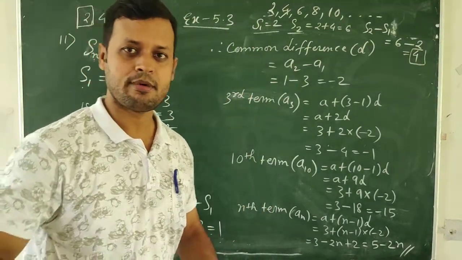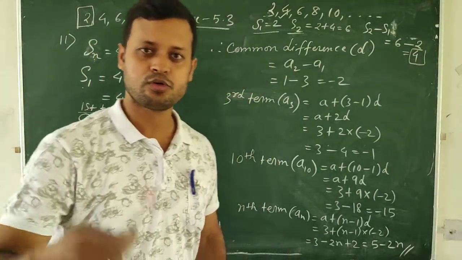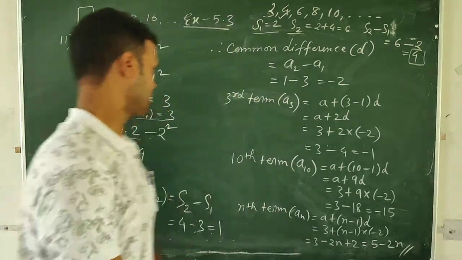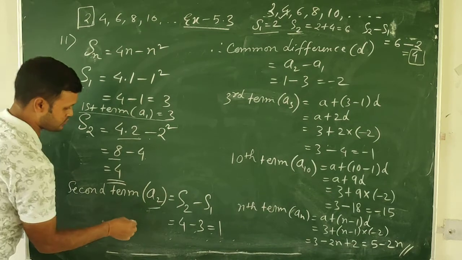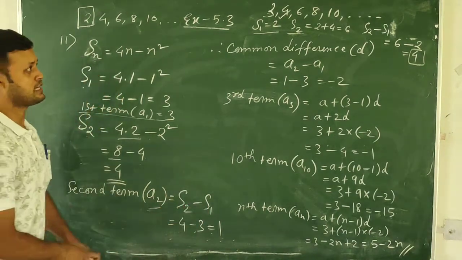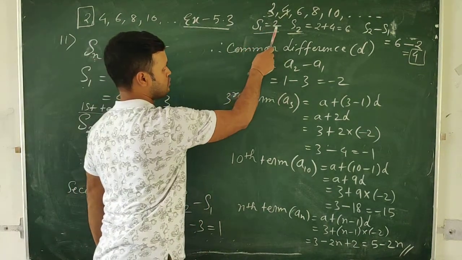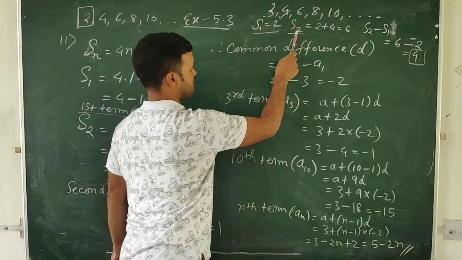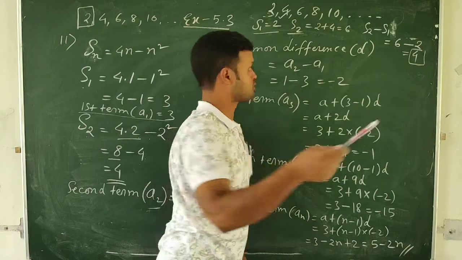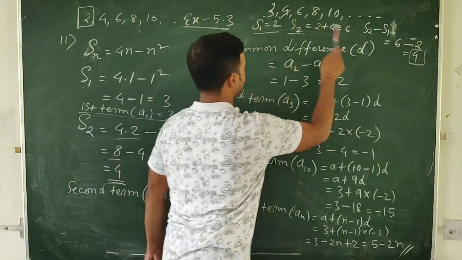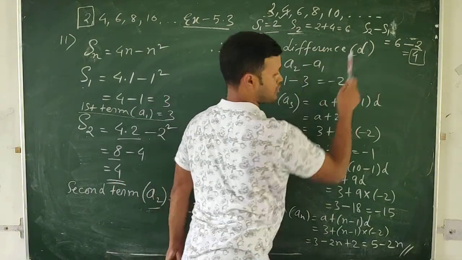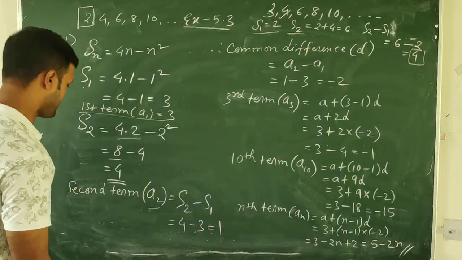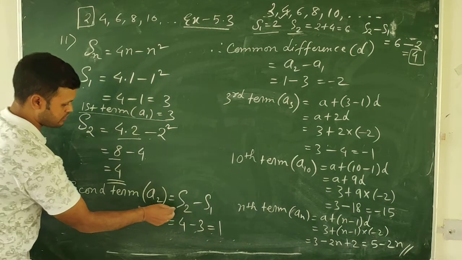So from the sum of two terms, if you subtract the sum of one term, you will get the second term. Okay. So therefore, second term A2 is equal to S2 minus S1. Look at this example. Sum of one term is 2. Sum of the first two terms is what? 2 plus 4, 6. So sum of the first two terms minus sum of one term will be what? 6 minus 2, 4. So 4 is the second term now. So therefore I wrote here, second term A2 is equal to S2 minus S1.